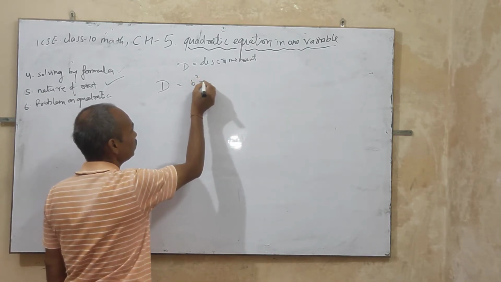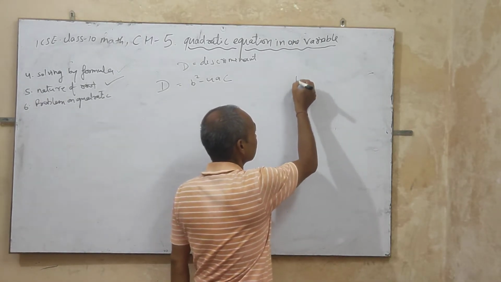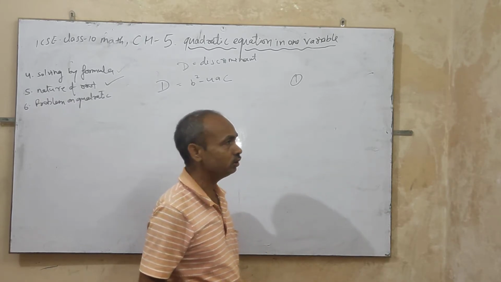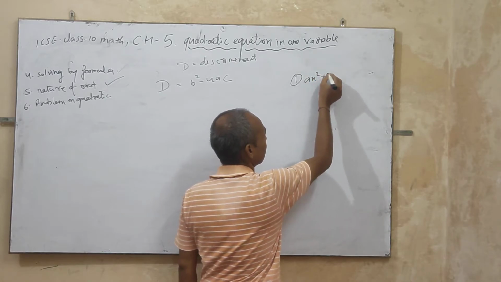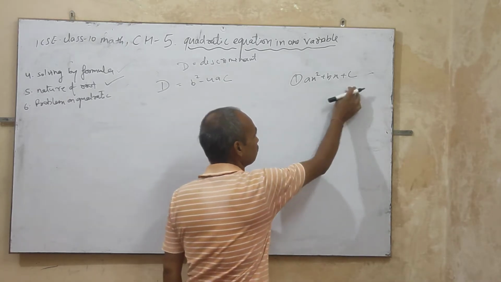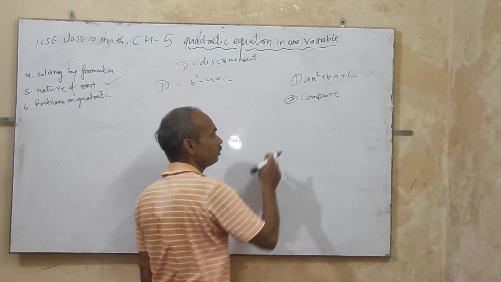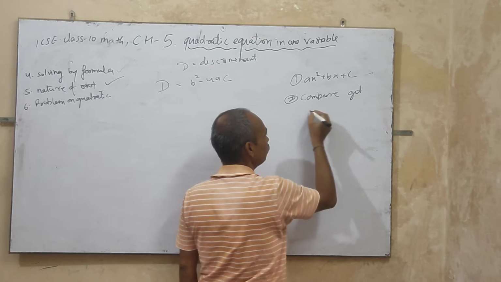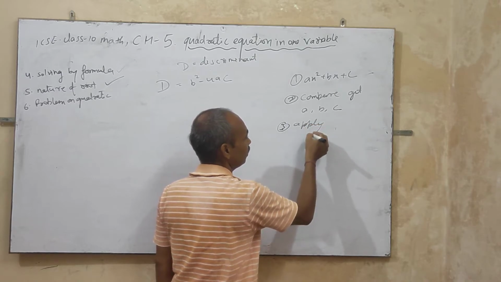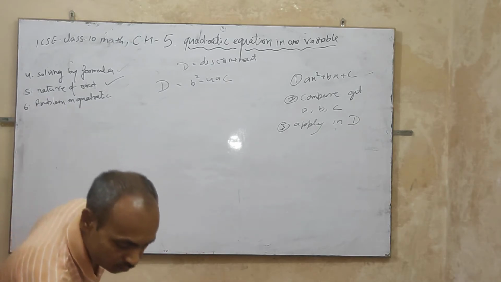D is equal to b square minus 4ac. First of all, the conversion should be done to the quadratic equation in the form of ax square plus bx plus c. After converting the equation in this form, compare the equation with this to get the value of a, b and c. Third, apply in D to get the nature of root.